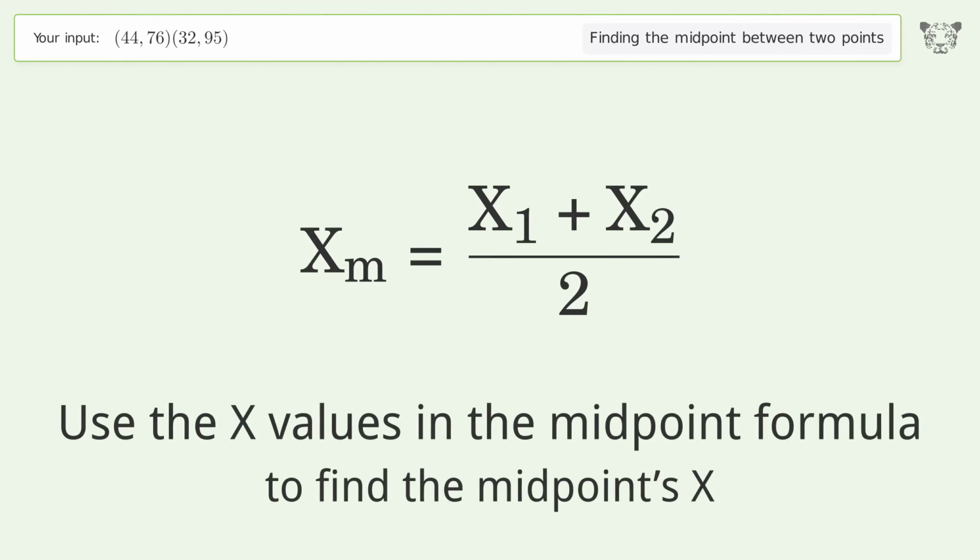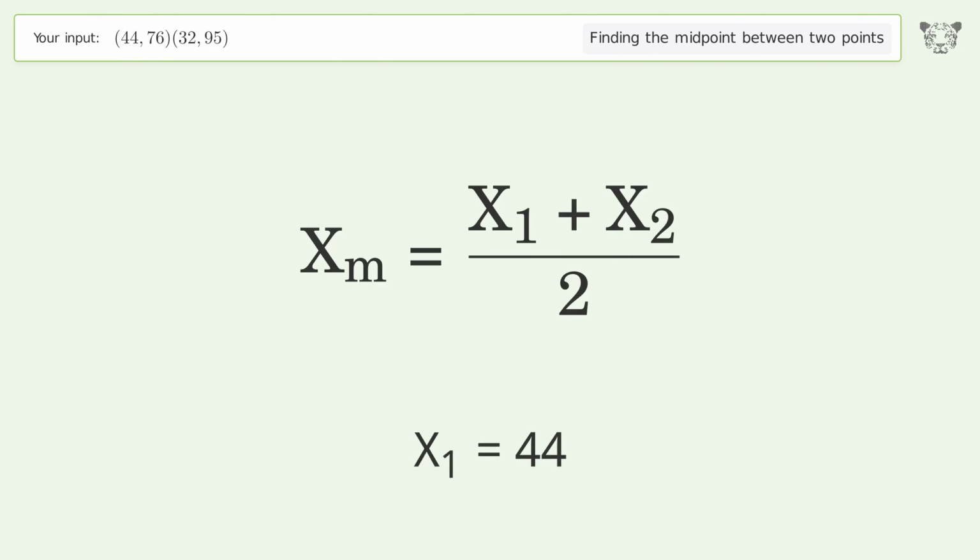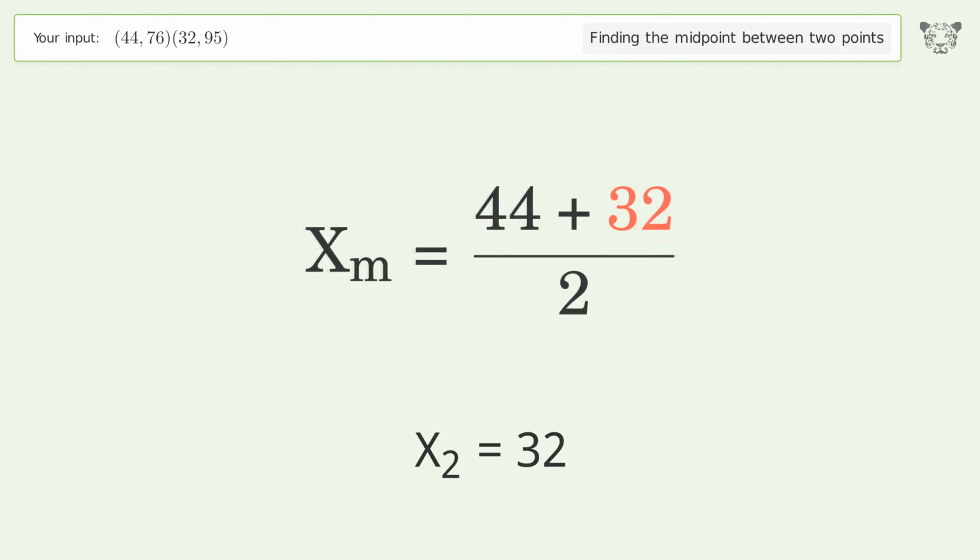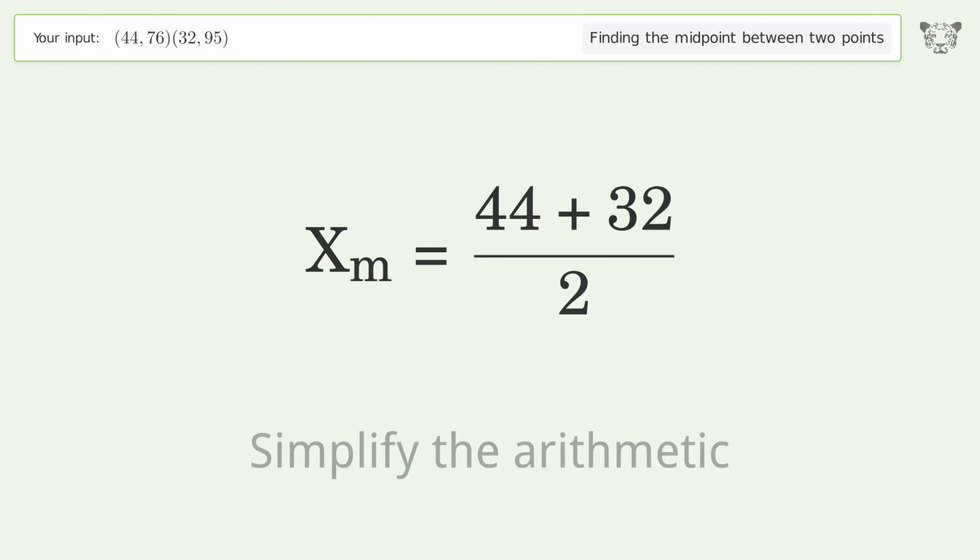Use the x values in the midpoint formula to find the midpoint's x. x1 equals 44. x2 equals 32. Simplify the arithmetic.